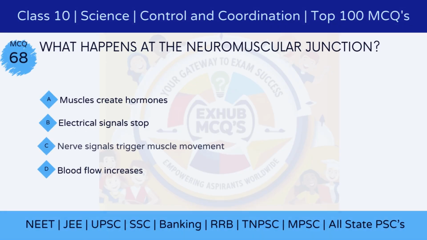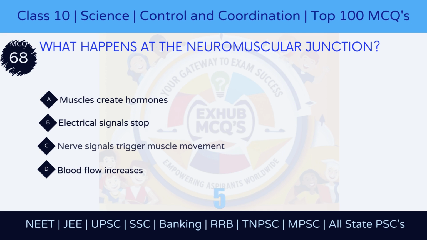MCQ 68. What happens at the neuromuscular junction? Option A, muscles create hormones. Option B, electrical signals stop. Option C, nerve signals trigger muscle movement. Option D, blood flow increases.